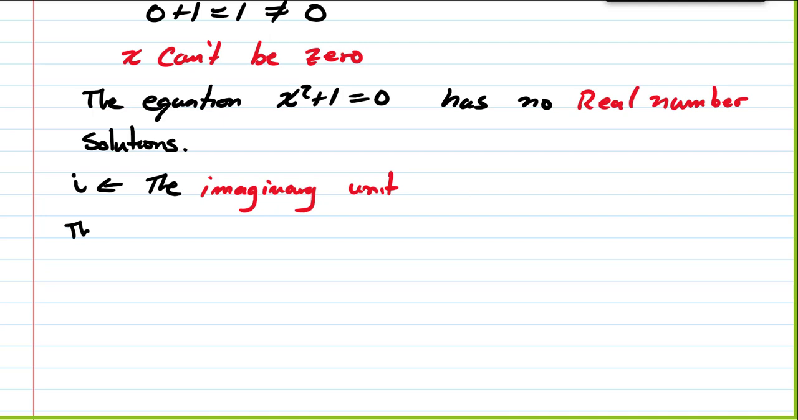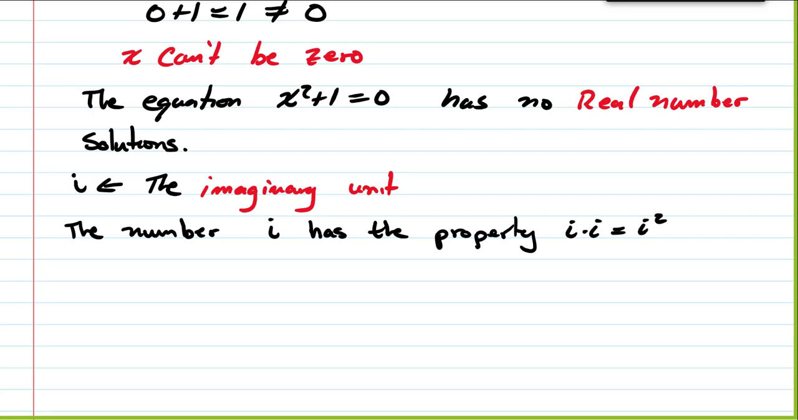And the number i has the property that i times i, which equals i squared, is equal to -1. So this is a new type of number that is not a real number because it has a property that no real number has. That is, that when you square it or multiply it by itself, you get a negative number.